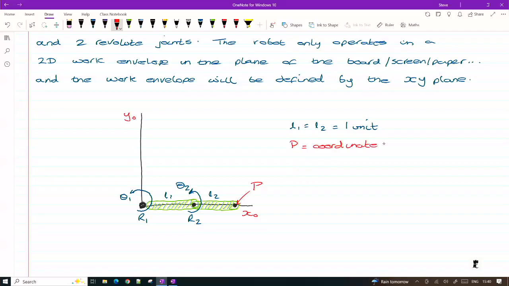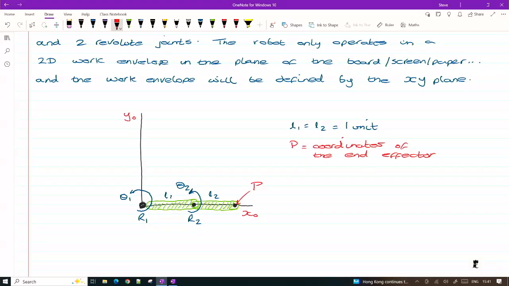And P equals the coordinates of the end effector. Okay, so the end effector here, we don't have anything, we just have a place where we can position something to do something. So it could be a gripper, for example, it could be a pen, but whatever we fix to the end effector, its position would be described by P.